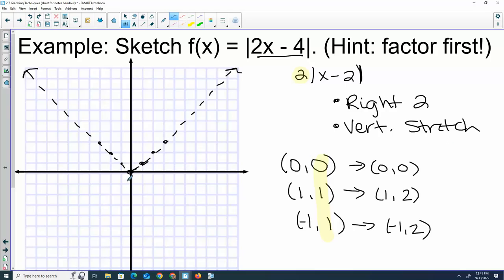Move it right 2. Okay, so I take 0, 0. When I stretch it, it stays there, and then I'm moving it right 2. Okay, if I take my point 1, 1, when I stretch it, it goes to 1, 2. And then we move it right 2. Negative 1, 1. When I stretch it, it goes to negative 1, 2. And then right 2. Could you do more points if needed?